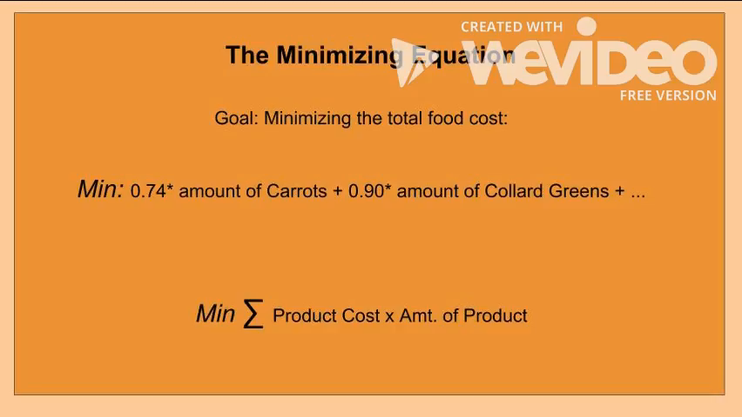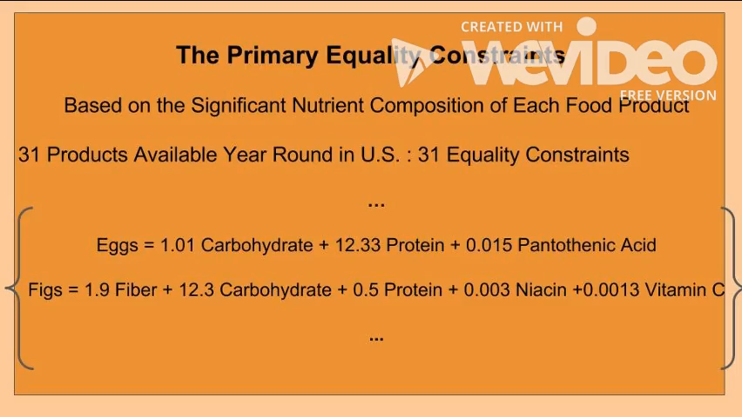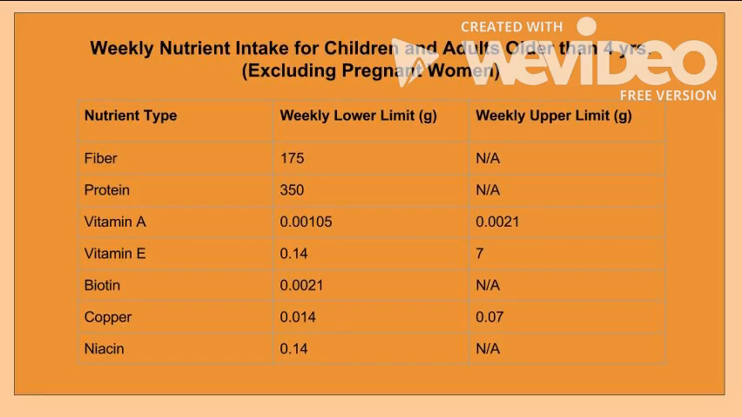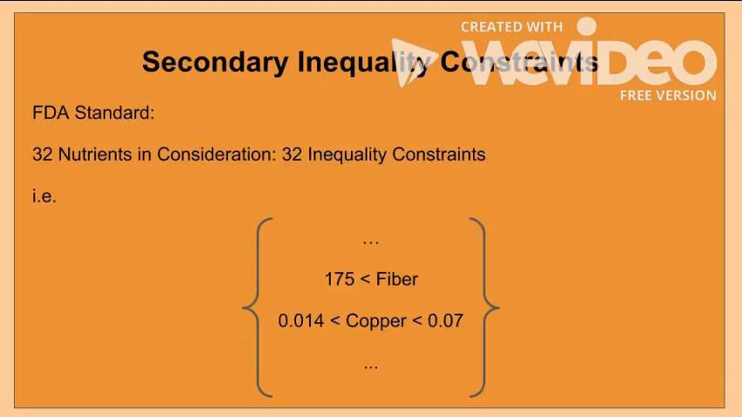From this, I received the primary optimizing equation minimizing total food costs. Each food product has an associated nutrient composition, leading to a series of equality constraints. I also analyzed the CDC's weekly recommended nutrient intake and the FDA's defined dangerous overconsumption amounts for each of these nutrients. These define my upper and lower limits, leading to a series of inequality constraints.